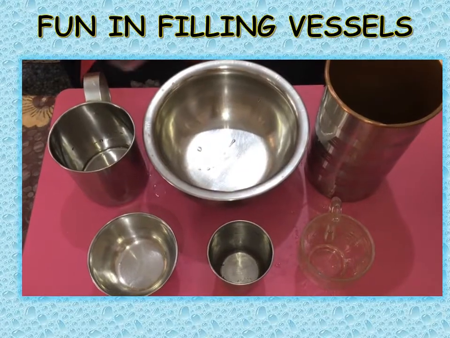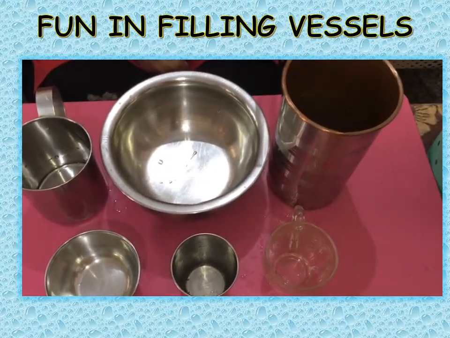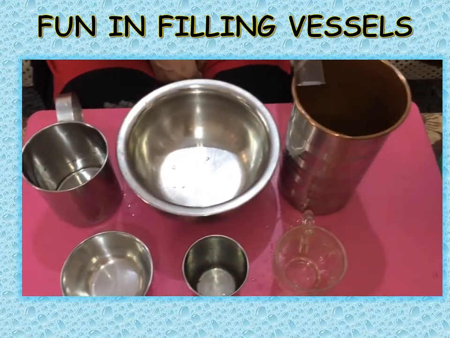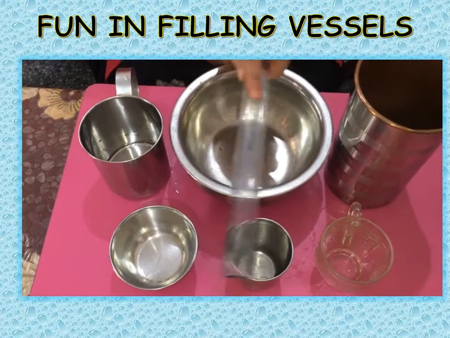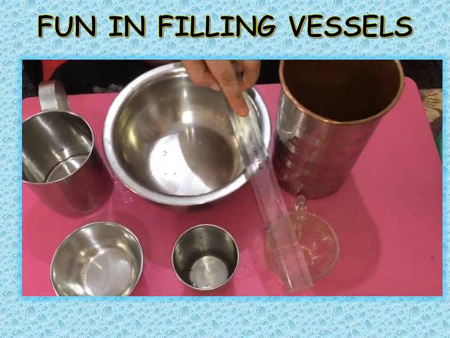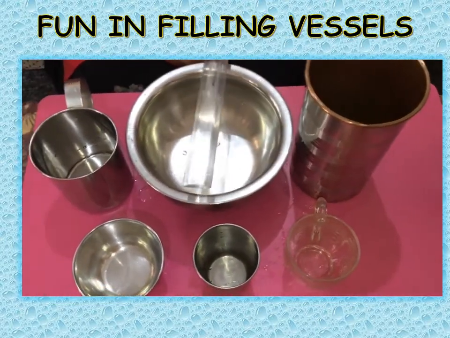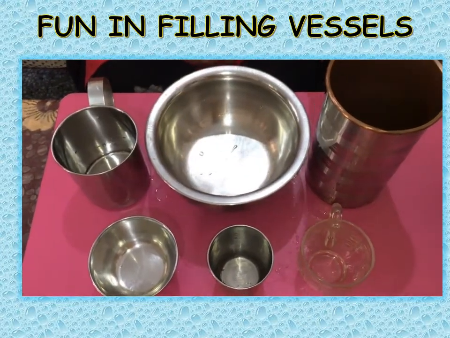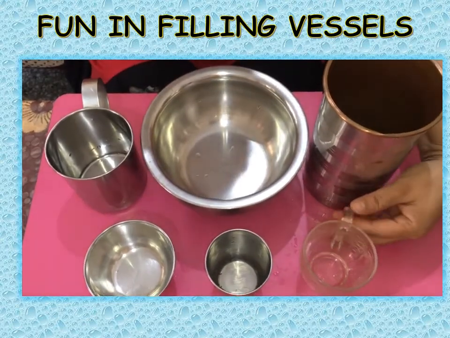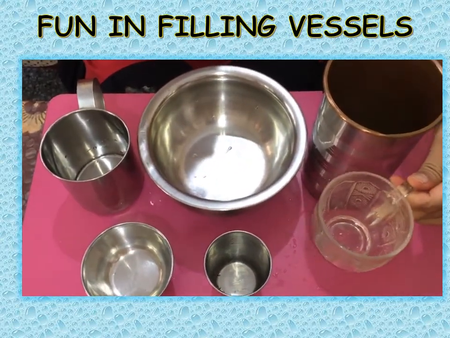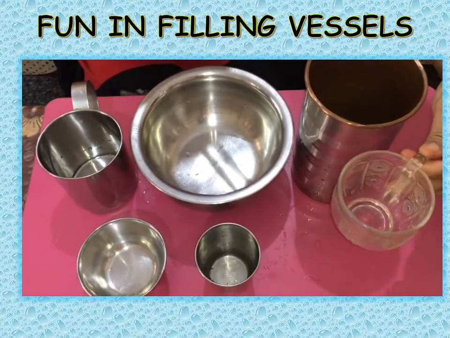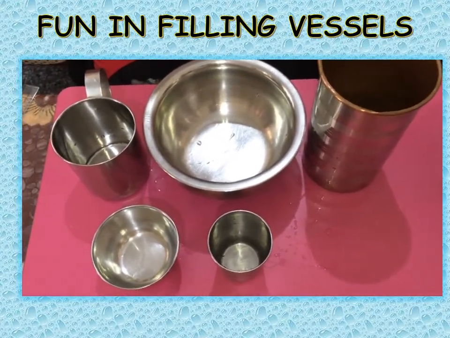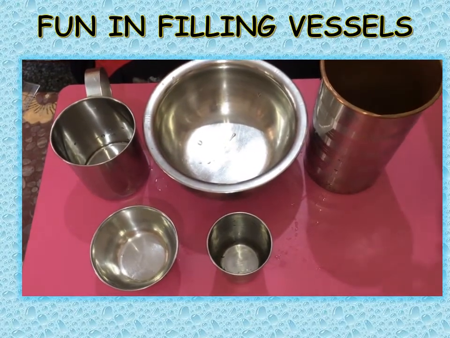Let's do an activity, children: fun with filling vessels. Here I have different vessels: a small bowl, a small glass, a cup, a big jug, a pot and a mug. I am going to fill all these vessels with the help of the same cup and will find the capacities of these different vessels. Let's fill these containers with the cup.